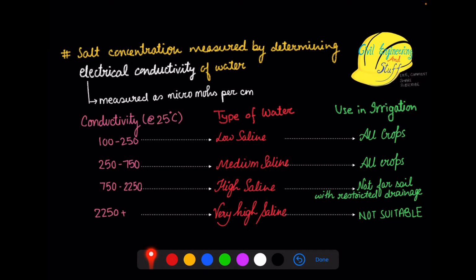And if it is higher than 2250, then this water is completely not suitable for any type of irrigation, irrespective of what the condition is. So proper treatment has to be given if this water has to be used. If we use this kind of water for the irrigation purpose, it can be said with certainty that our plant will die or the yield of the crop will be totally degraded.